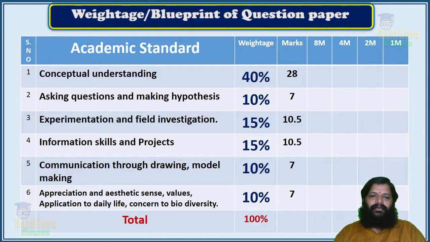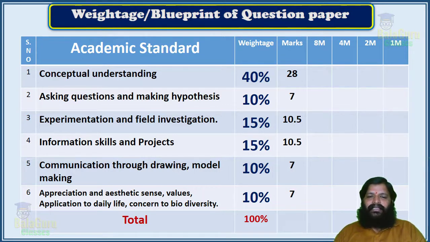Next, communication through drawing and model making. In this lesson we have a lot of ray diagrams, so we can expect one question from this. They will give the position of the object, and according to that we have to draw the image and write the characteristics. They may give some rays wrong and we have to make the correction. So like this also we can expect one question from here.